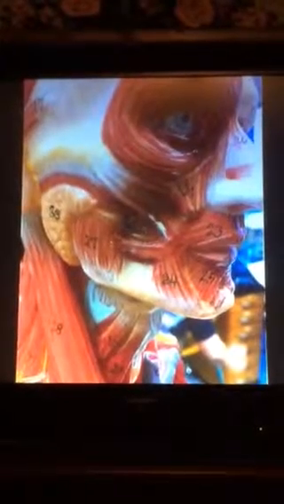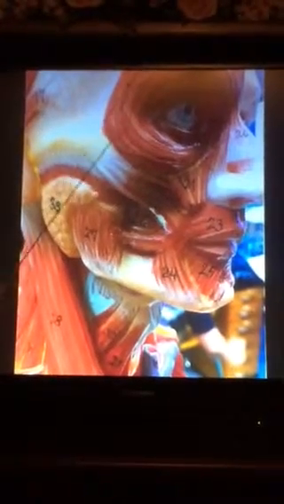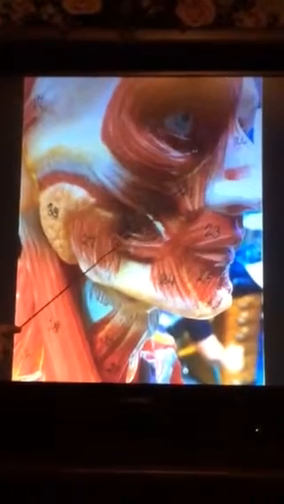Okay, in today's video we are going to go over the muscles of the body. First, we are going to go through the muscles on the face. Around the eye, we find the orbicularis oculi. Below that, we find the zygomaticus minor, the zygomaticus major, the buccinator.